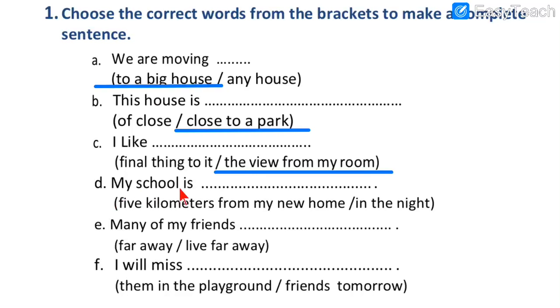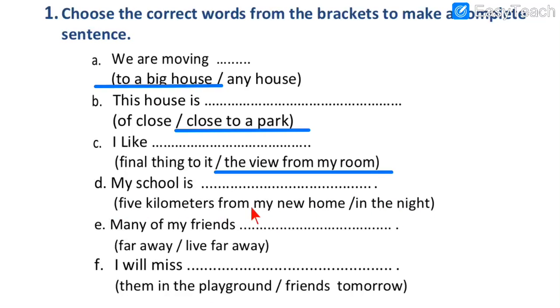Then next, my school is dash. Options: 5 kilometers from my new home, or in the night. Let us read both one by one. My school is 5 kilometers from my new home. Second, my school is in the night. Which one is correct? See, it is obvious. School cannot be in the night. School is in the daytime, in the morning, or in the afternoon. But school is not in the night. So the first one is the correct option.